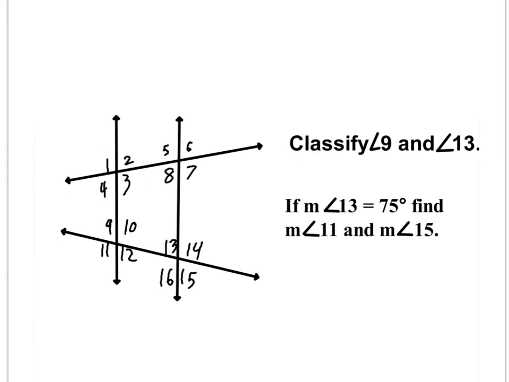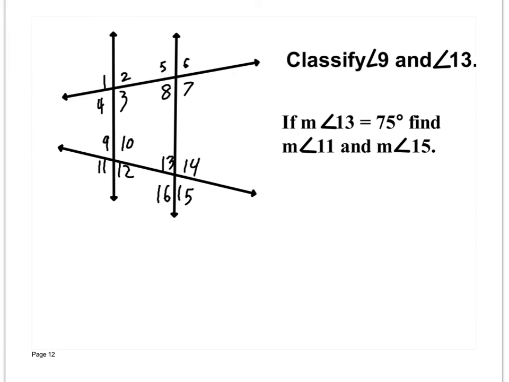Alright, you don't have to copy the figure, you already have it. But what you need to do is write down the questions beside it. You're asked to classify 9 and 13. So what I do is I go through my list. Is 9 and 13 vertical angles? No. Are they on the opposite side of each other? No, 12 is a vertical angle of 9. So that is not vertical.